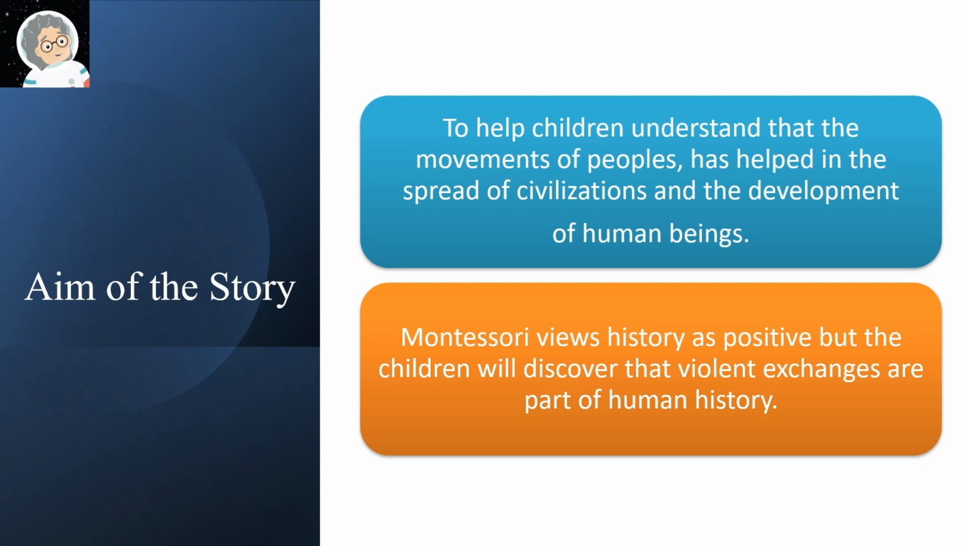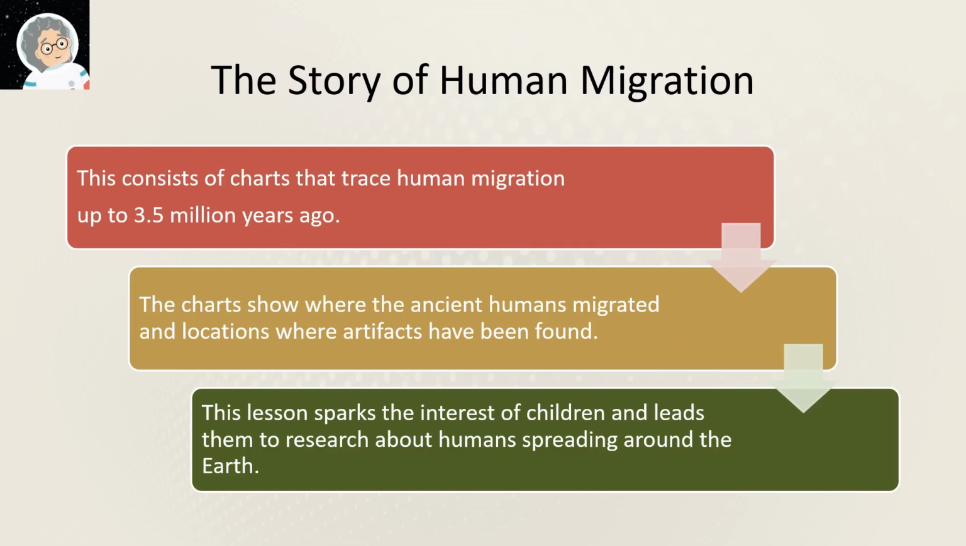Montessori views history as positive, but the children will discover that violent exchanges are part of human history. The story of human migration consists of charts that trace human migration up to 3.5 million years ago. The charts show where the ancient humans migrated and locations where artifacts have been found. This lesson sparks the interest of children and leads them to research about humans spreading around the earth.